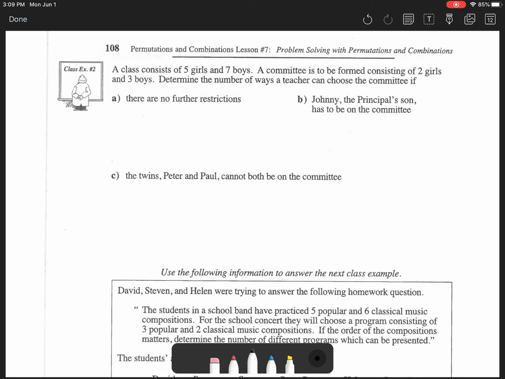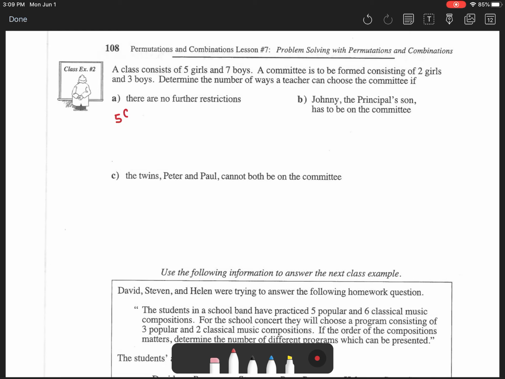Determine the number of ways a teacher can choose the committee. Now notice there are again no titles or positions on this committee. You just want to be on the committee or not on the committee. So this is going to be a question that deals with combinations. So no further restrictions. Let's deal with the girls first.